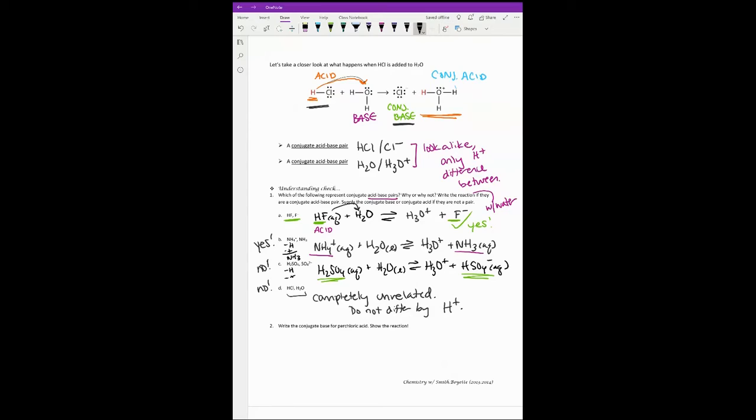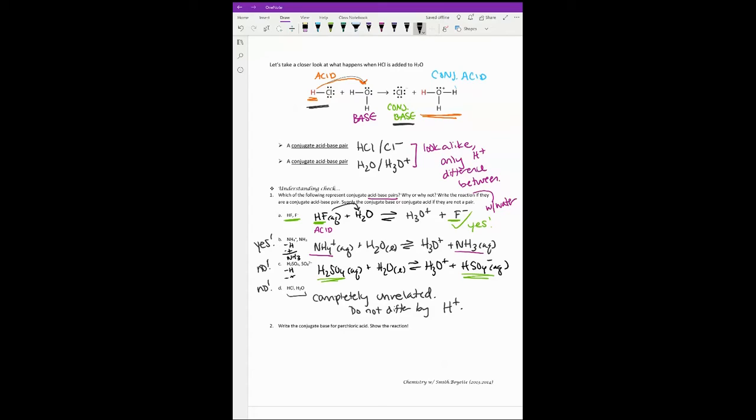Question number 2. Write the conjugate base for perchloric acid. Show the reaction. So you can either start this by writing the reaction, or you can start it by determining what the conjugate base is and then filling in the reaction. I'm going to do it by writing the reaction out itself. So first things first, we need to remember what perchloric acid is.